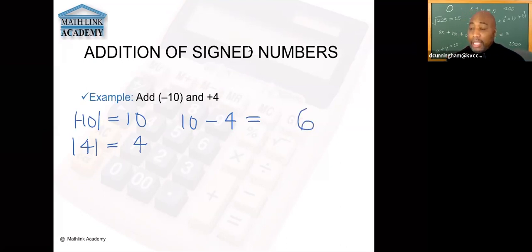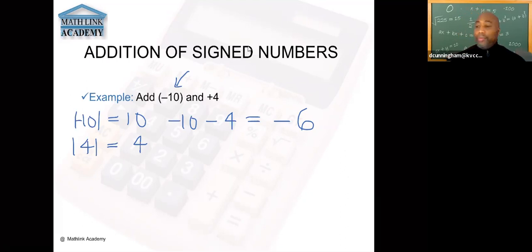Now, in this case, we go back because we're not done. We have to look and see which number had the biggest sign. It was the negative 10. And so my final answer here would be a negative 6. Now, I'm going to rewrite this up here so it'll be properly written.